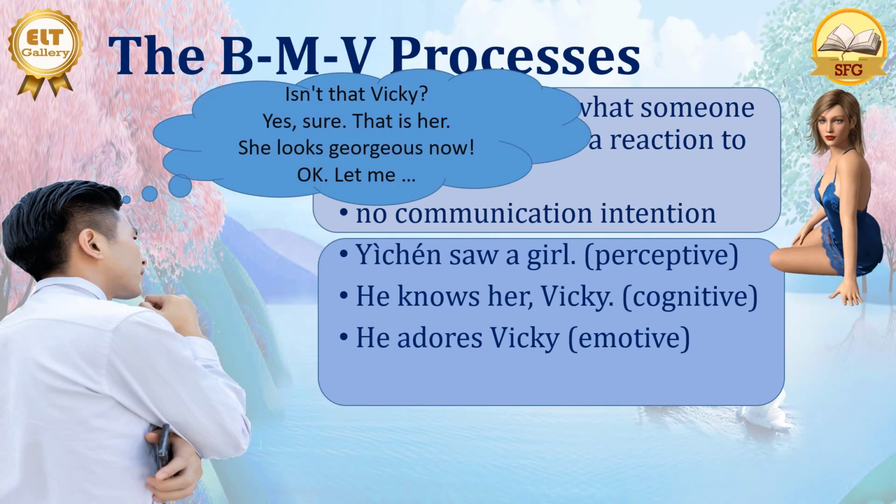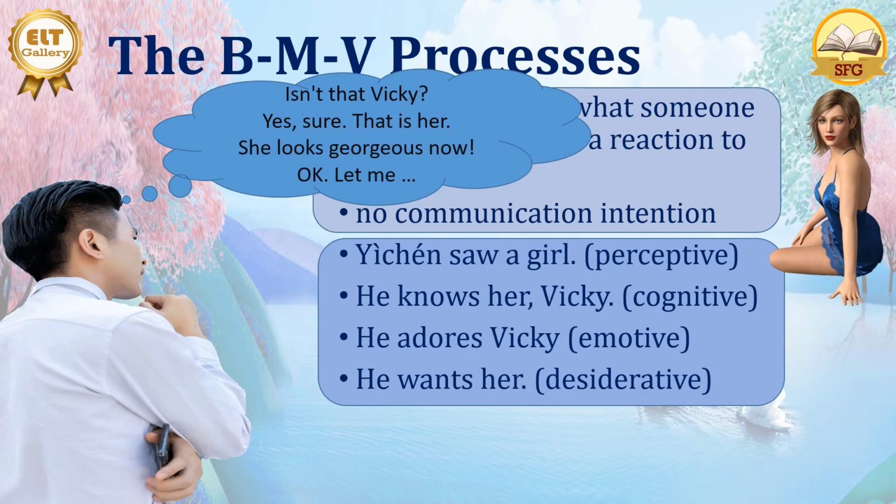Wow, now Vicky is very beautiful. So here he adores Vicky. That's an emotive process. And then he wants her. That's a desiderative process. So here we have a process which happens in Yìchén's mind. First, Yìchén saw a girl, and then he knows the girl. That's it, coming into his cognitive process. And then he adores the girl. He adores Vicky. And then after that, he wants her.